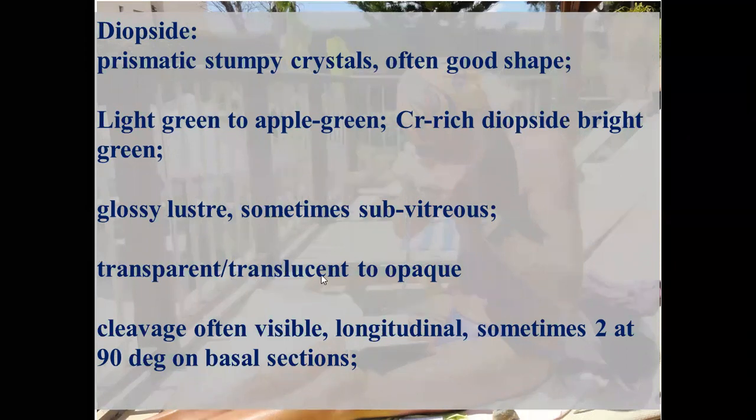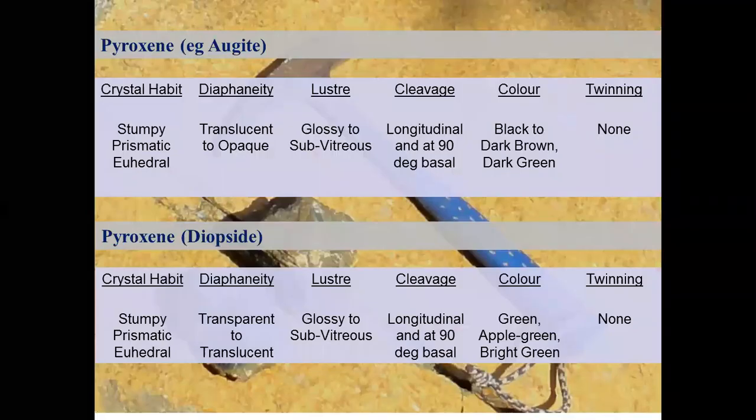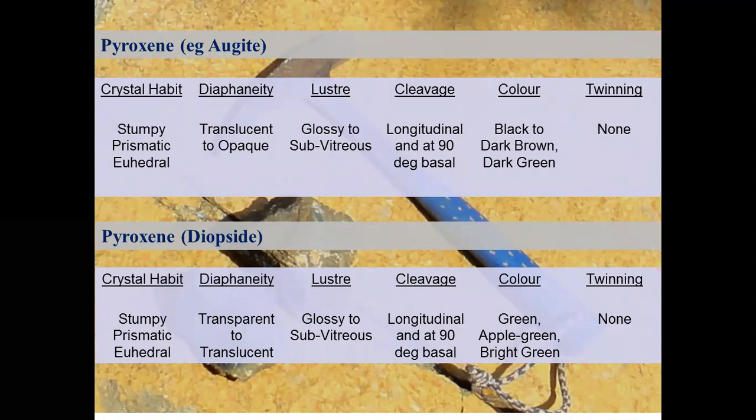Transparent, translucent, particularly for the diopside, verging on opaque. But remember, as I say, diopside tends to be more in the transparent, translucent range rather than the opaque. And we've got the cleavage, we've talked about the cleavage, we've seen the cleavage. And if you've got those basal sections, then you've got two intersecting cleavages on those basal sections if the cleavages are well visible. So those are the pyroxenes.